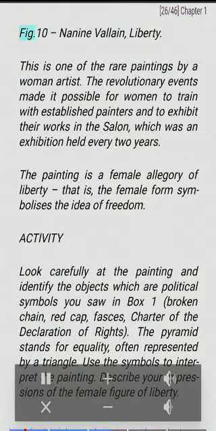New words. Convent: building belonging to a community devoted to a religious life. Fig. 9, a sans-culottes couple. Fig. 10, Nanin Valain, Liberty. This is one of the rare paintings by a woman artist.